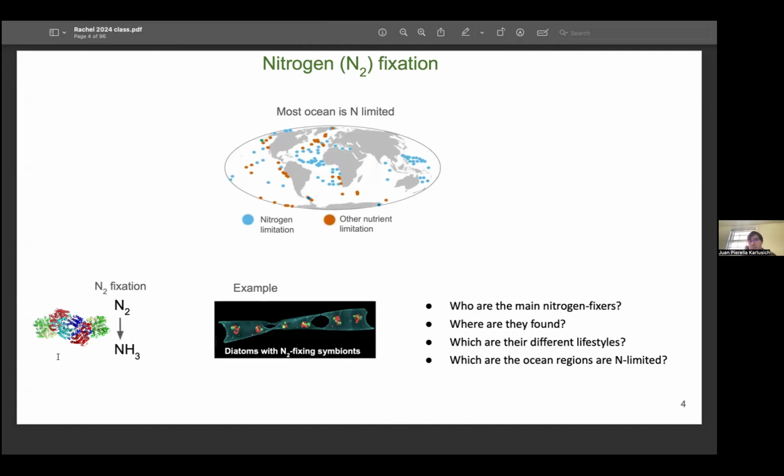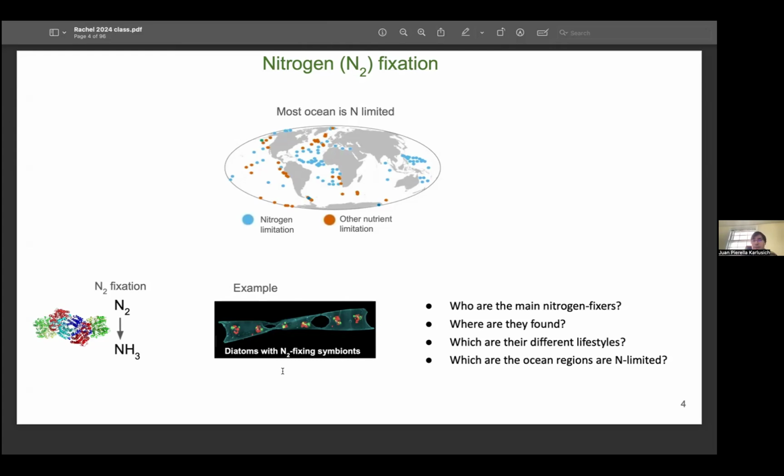And these prokaryotic lineages are called nitrogen fixers, and they cover a wide range of different lifestyles, from photosynthetic to heterotrophic, from free living to colonial forming organisms to symbionts. For example, here there is an example of some nitrogen fixer symbionts living inside a diatom.